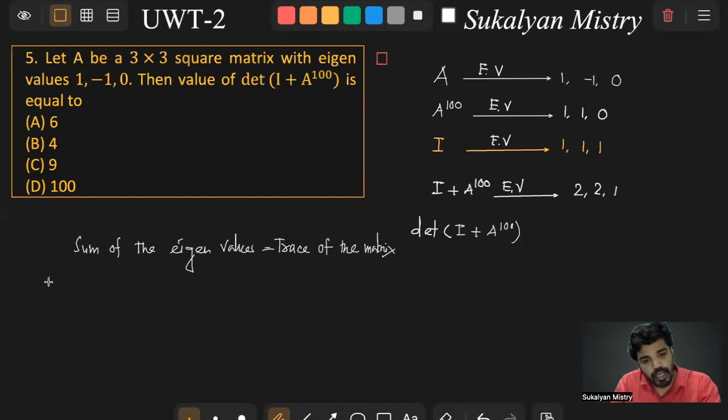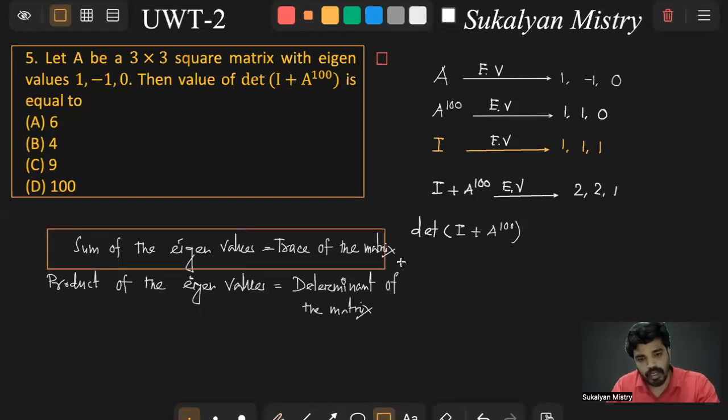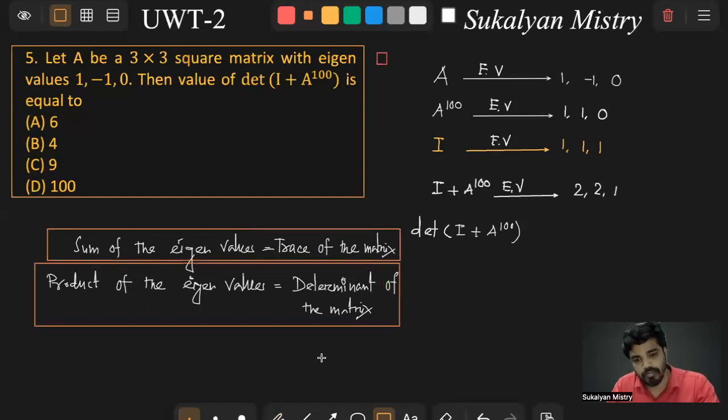And product of the eigenvalues is equal to determinant of the matrix. So note down this. Sum of the eigenvalues is equal to trace of the matrix, and the product of the eigenvalues is equal to determinant of the matrix. Okay.